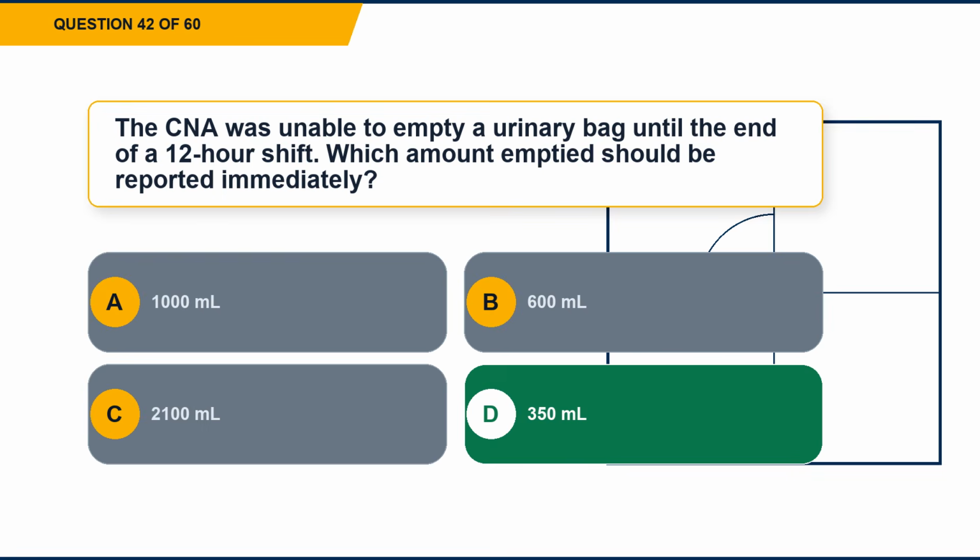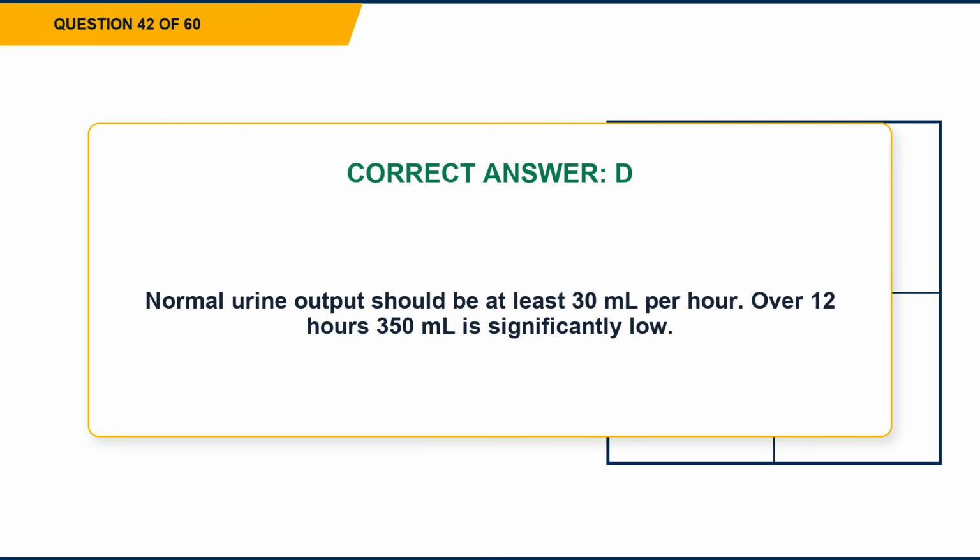350 milliliters. Explanation. Normal urine output should be at least 30 milliliters per hour. Over 12 hours, 350 milliliters is significantly low.